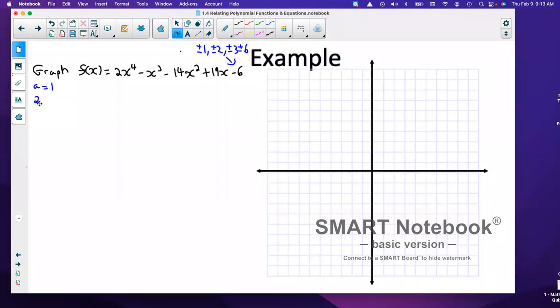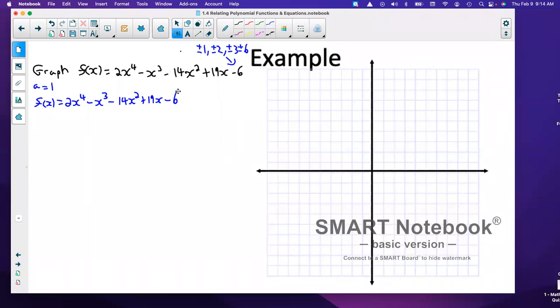So I've got p of x, or I guess in this case f of x, is equal to 2x to the power 4 minus x cubed minus 14x squared plus 19x minus 6. Now, what I'm essentially going to do is utilize the theorems we went over earlier in this chapter.